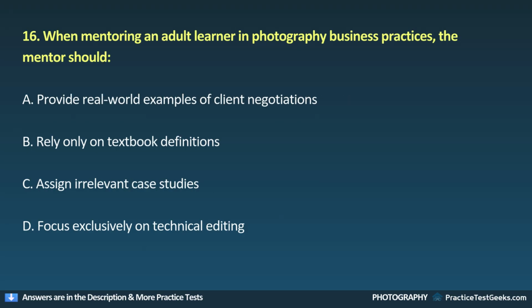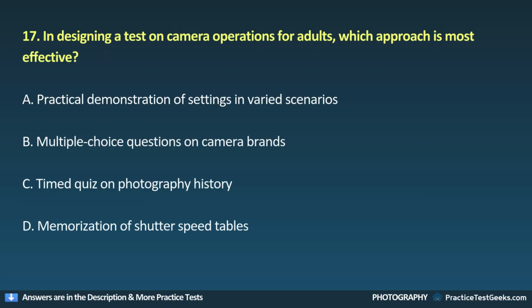16. When mentoring an adult learner in photography business practices, the mentor should: A. Provide real-world examples of client negotiations. B. Rely only on textbook definitions. C. Assign irrelevant case studies. D. Focus exclusively on technical editing.